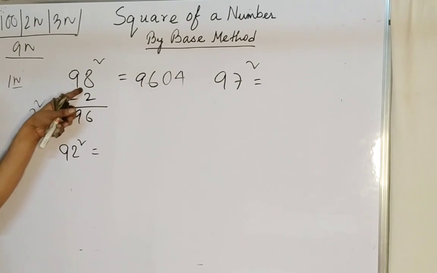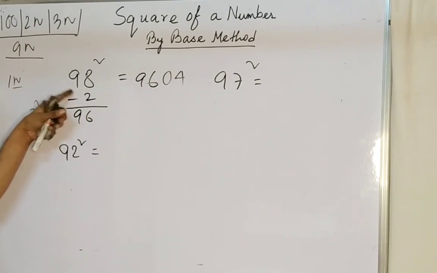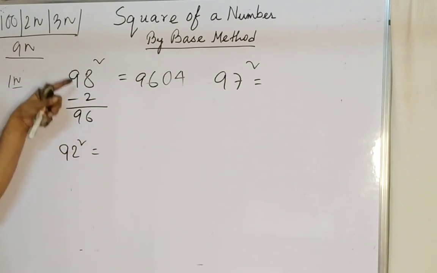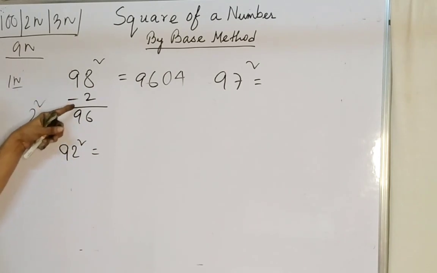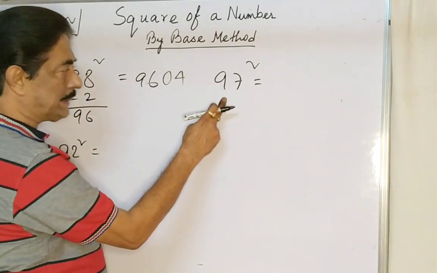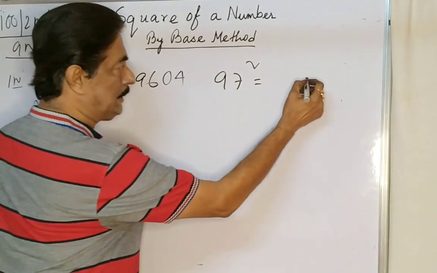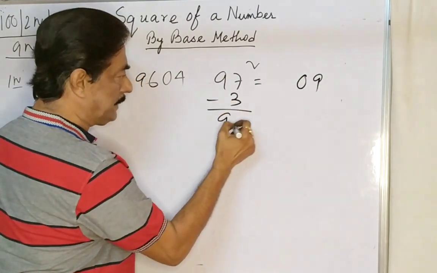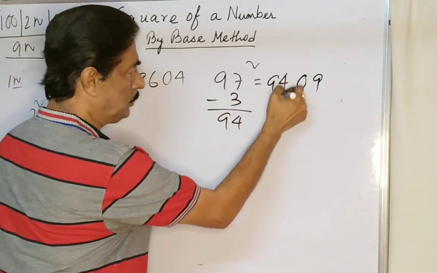Again, 98 is very near to 100 but below it. How much less? 2 less. So 2 square is 4. I write 04 because in the base there are 2 zeros. When less, you have to subtract. So 98 minus 2, your result is 96. Now here, how much less? 3 less. So 3 square is 9. I write 09. 97 minus 3, your answer is 94. I write 94.